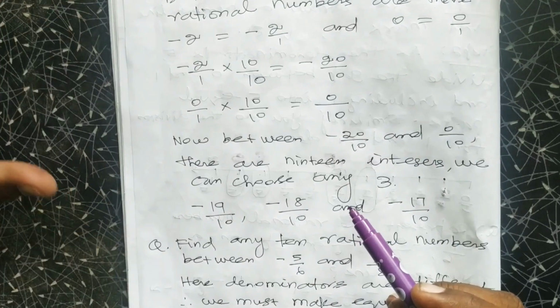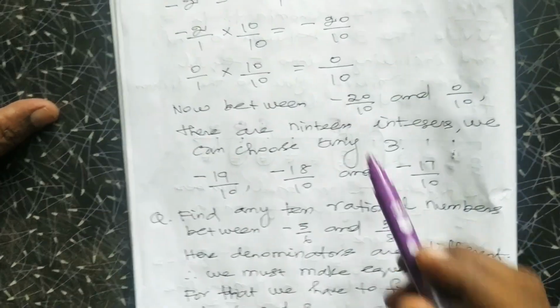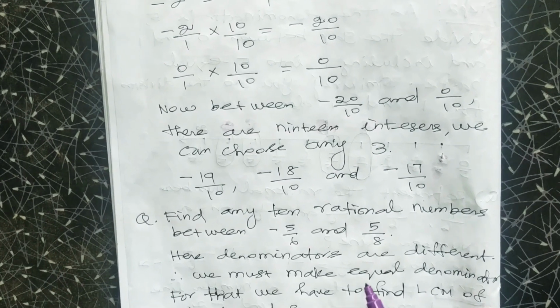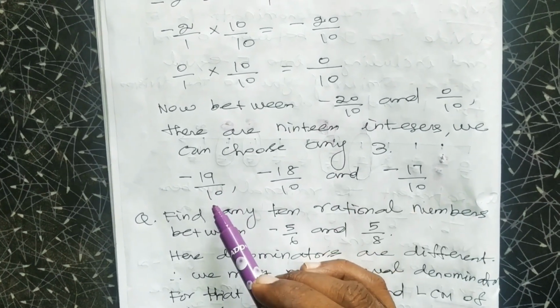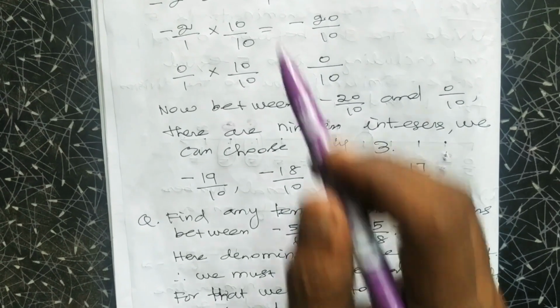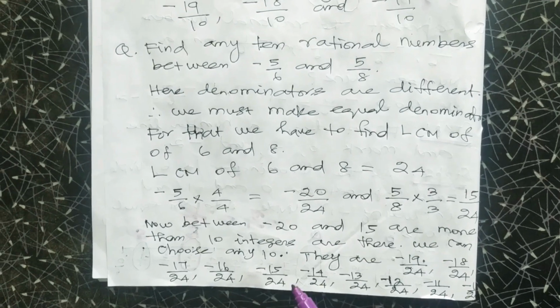Whatever the procedure, you have to follow. Therefore, between minus 20 and 0, you can choose any 3 numbers. I have taken in order minus 19 by 10, minus 18 by 10, minus 17 by 10. The question is 3. Now let us see rational numbers with different denominators.